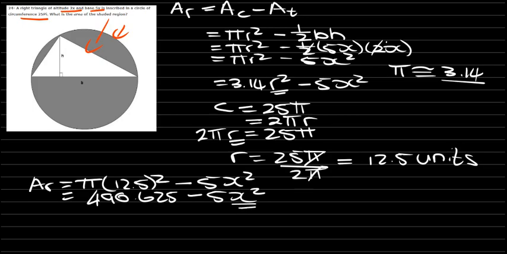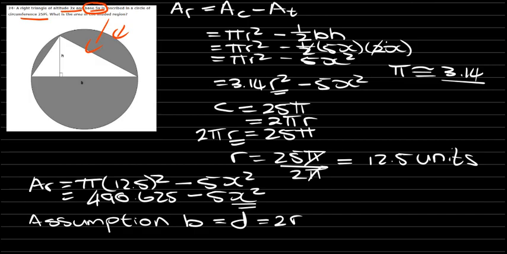Okay, so now we need to solve for x squared. We need to find some way to relate information that we know already to information that we don't know. What we do know is that the base equals 5x, and we're going to make an assumption: that the base of the triangle also equals the diameter of the circle. That means the base of the triangle equals twice the radius of the circle, and we know r.